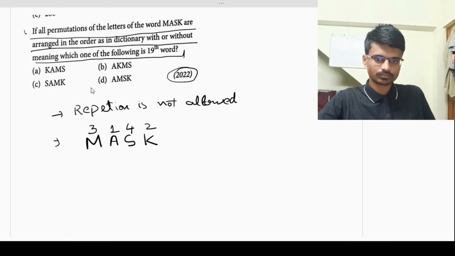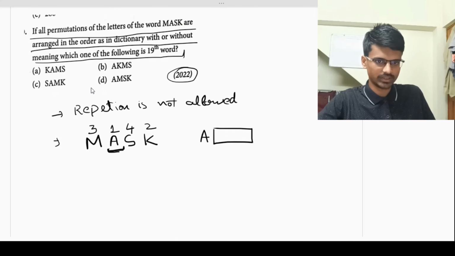Okay. So, using these letters, I am trying to form different words. So, how many words I can form that start with letter A? Okay. So for words that start with A, the first spot is taken over by A. So we are left with only 3 spots and 3 letters. In how many ways 3 letters can be filled in 3 spots? 3 into 2 into 1 as repetition is not allowed. So 6 ways.